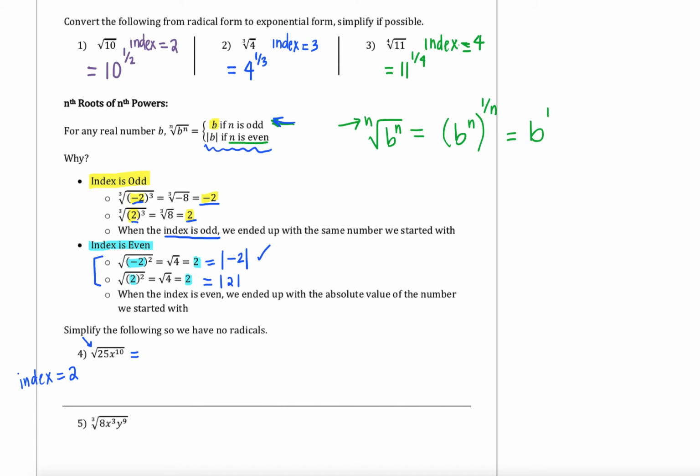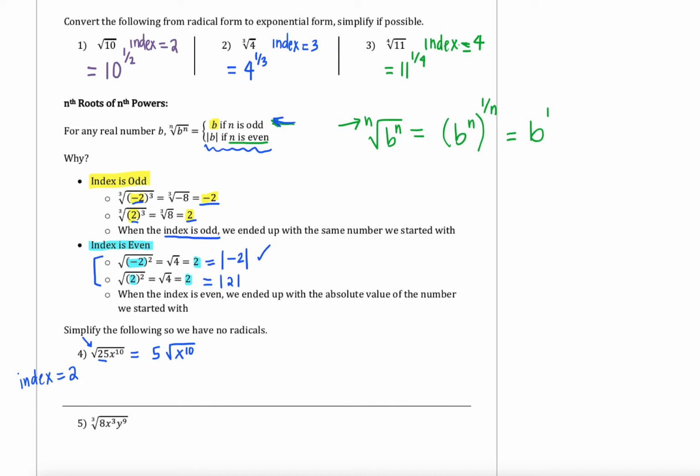We've got two pieces here. We've got the number or the coefficient part, and we have the variable part. Let's start with the coefficient. What's the square root of 25 equal to? Well, the square root of 25 is equal to 5. So we end up with 5 outside the square root then, and I'm just going to leave x to the 10th alone for right now. So in this first step, I've just simplified the coefficient part.